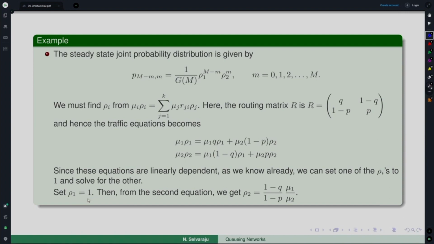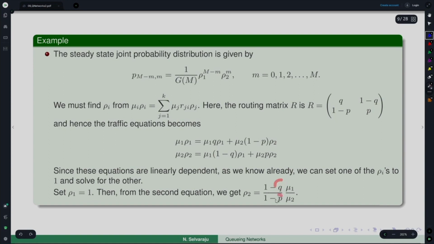We know that that may not be the case in general for any network, but rho 2 we are then obtaining in terms of that. Suppose if you set rho 2 equal to 1, then rho 1 would be some other value. So it is relative. This relative thing will be taken care of when you are computing G of M, when you are computing this probability, it will not make a difference. But if you want to interpret this rho as the actual utilization, that is not correct. It can be less than 1 or more than 1, as you can see from here.